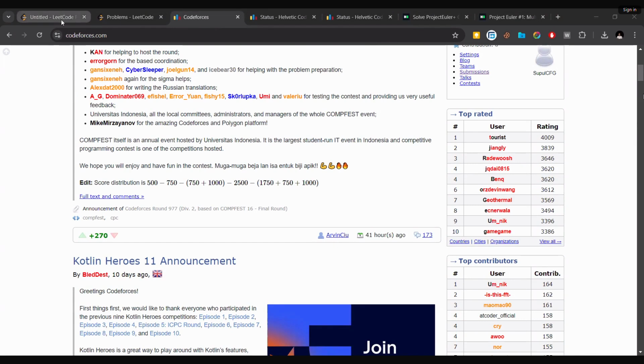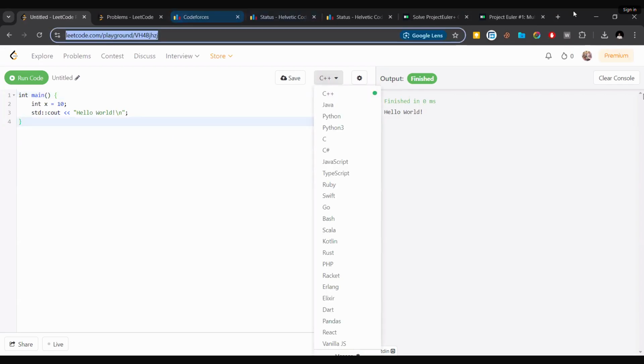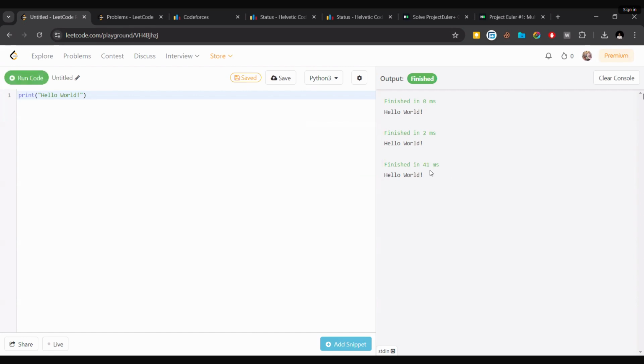In the meantime, if you don't have any language installed on your computer, LeetCode and almost all the platforms have a playground, so you can just type some code on it. You will see how much time it took to run the code. Here it says 20 seconds, and you get the output. And you can do anything.